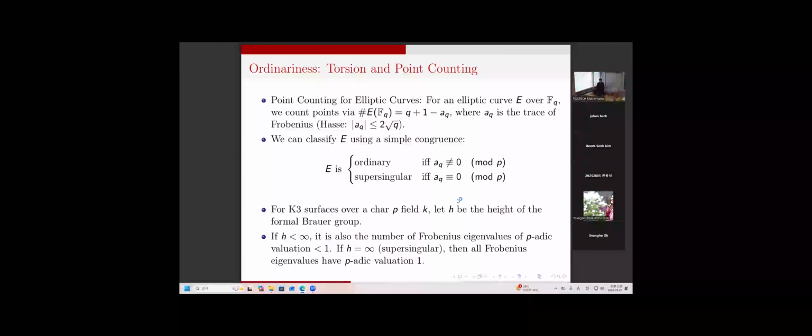So if your height is finite, then this height can also be characterized by the number of Frobenius eigenvalues of p-adic valuation less than 1. If your height is infinite, or in the supersingular case, then all Frobenius eigenvalues have p-adic valuation 1. In fact, in that case, the Frobenius eigenvalues are all roots of unity in the supersingular case.